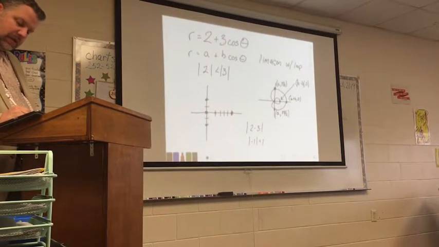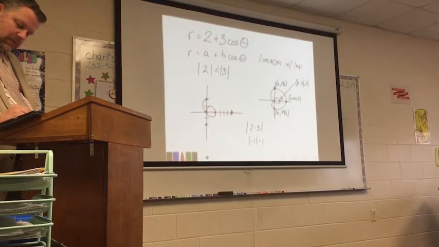First thing you want to graph is the inner loop, and then keep going around. It's a heart.